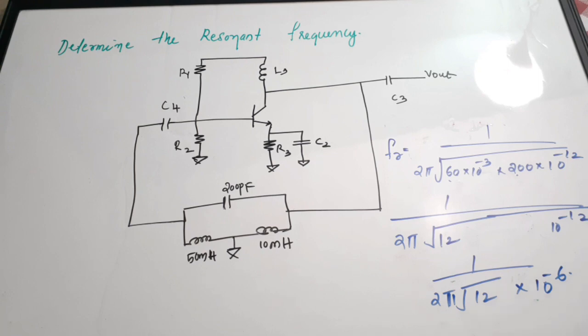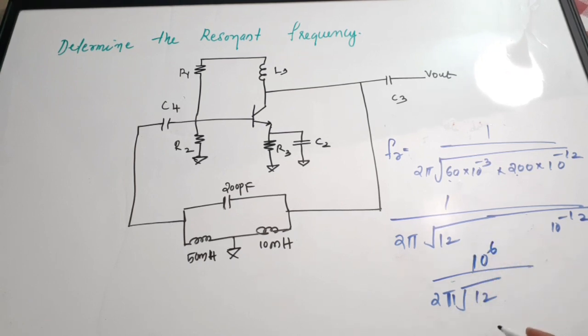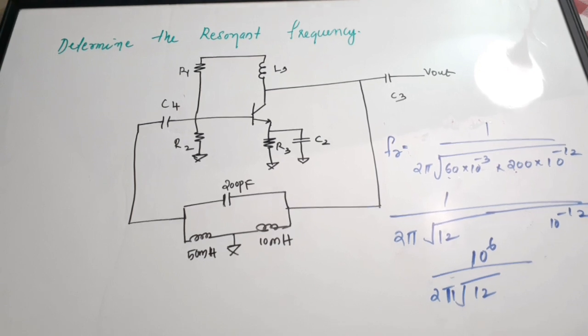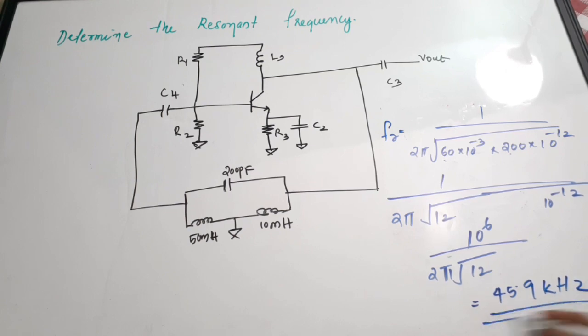So it is 10 raised to minus 6, and if you take this to the numerator, it is 10 raised to 6. So you'll be getting 10 raised to 6 by 2 pi into square root of 12. And if you solve it, you'll be getting the value approximately equal to 45.9 kilohertz it is. Okay. So this is the resonant frequency of this particular oscillator.